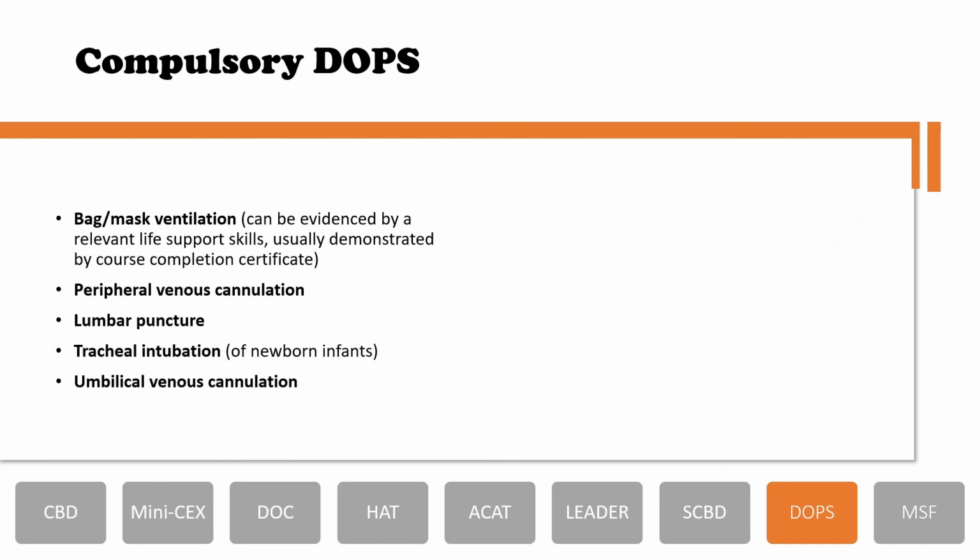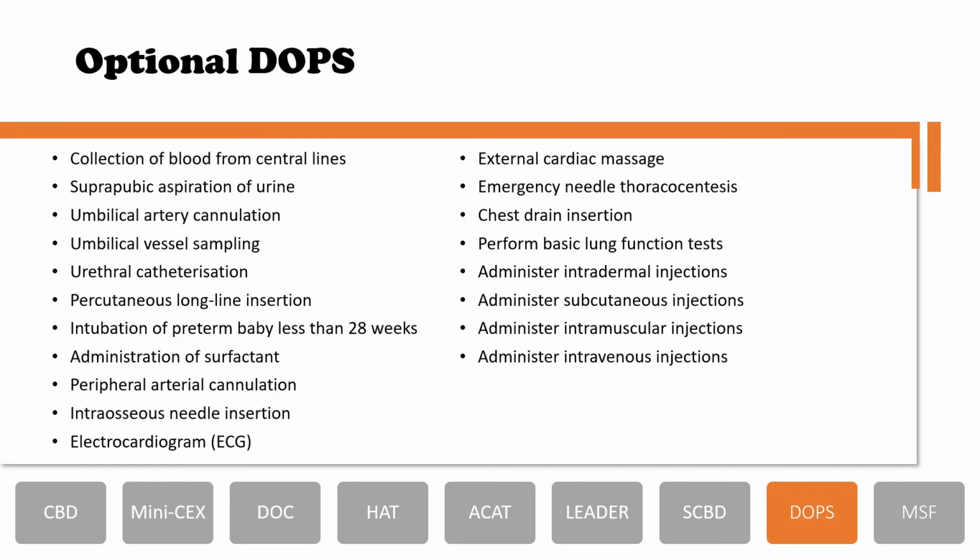So those compulsory DOPS are bag and mask ventilation, and this can be evidenced by making sure you're up to date on life support skill courses, peripheral venous cannulation, lumbar puncture, tracheal intubation of newborn infants, and umbilical venous cannulation. There are also a whole host of optional DOPS, as you can see on the screen here, and you do not have to complete these, but it is useful to evidence your learning if you have done these procedures to show that you are able to do them.